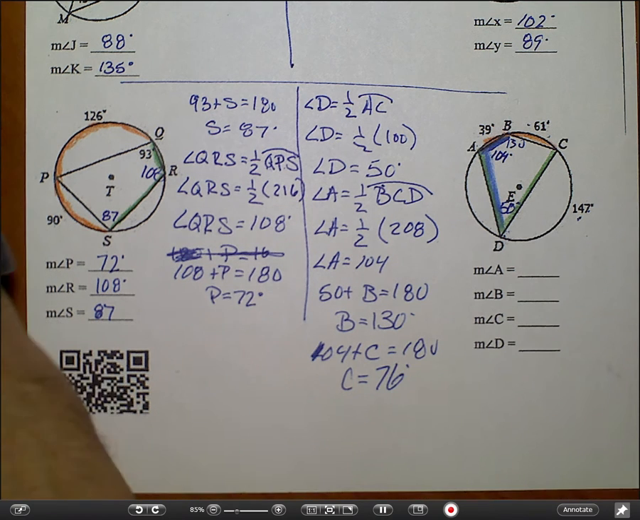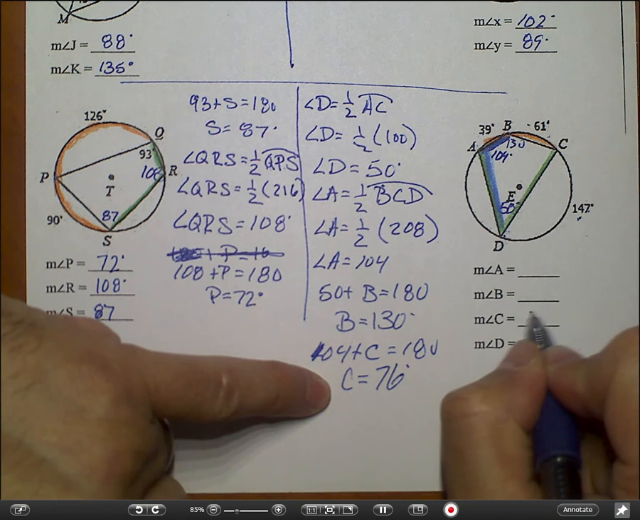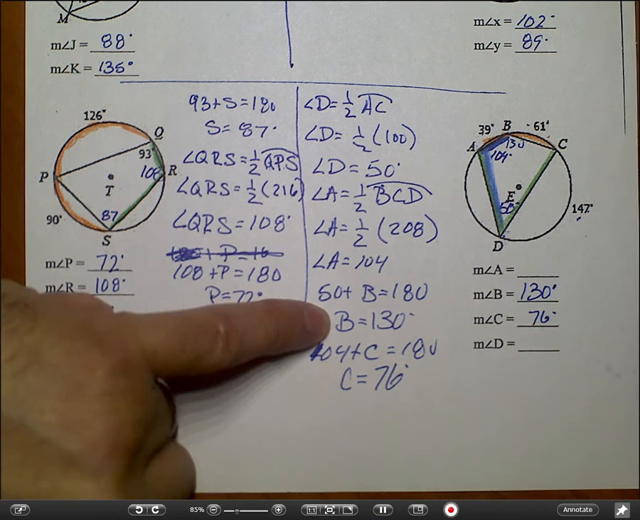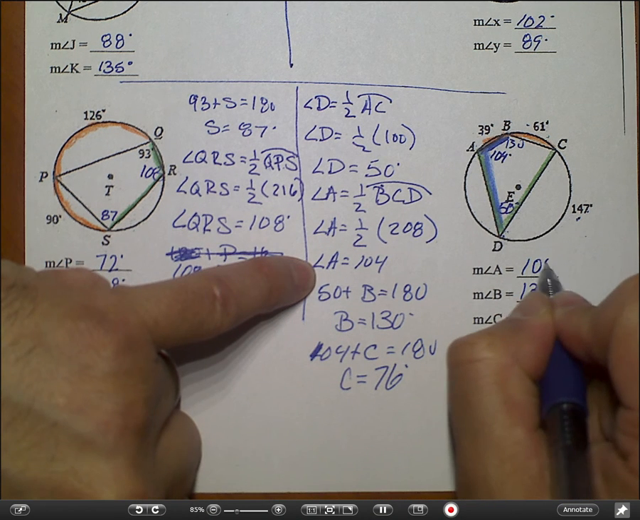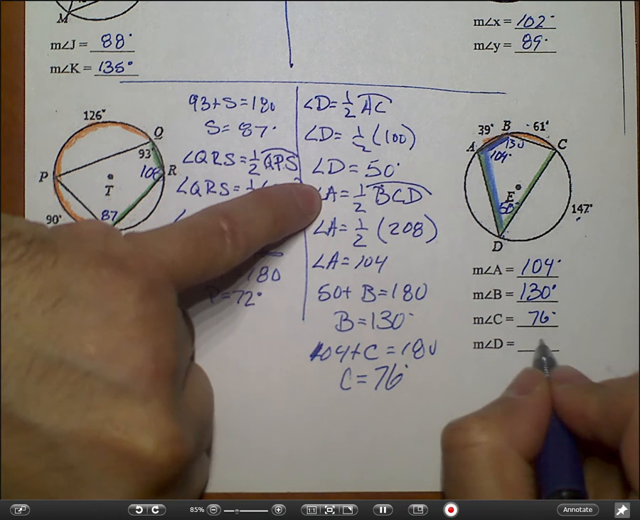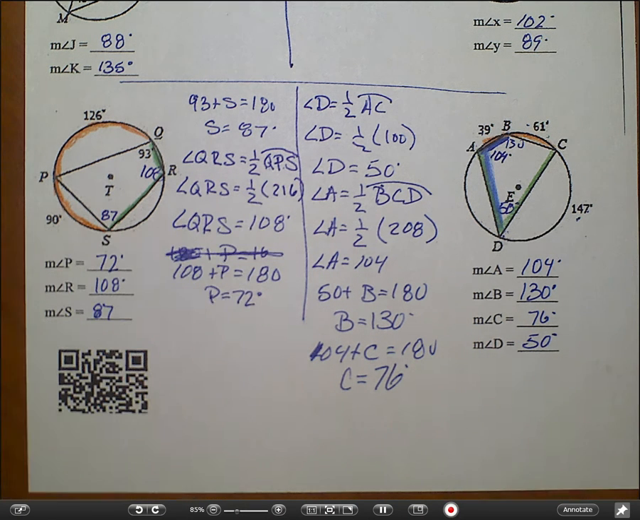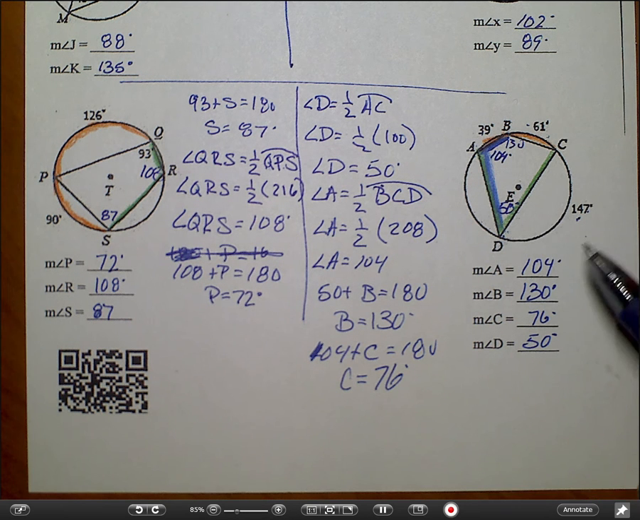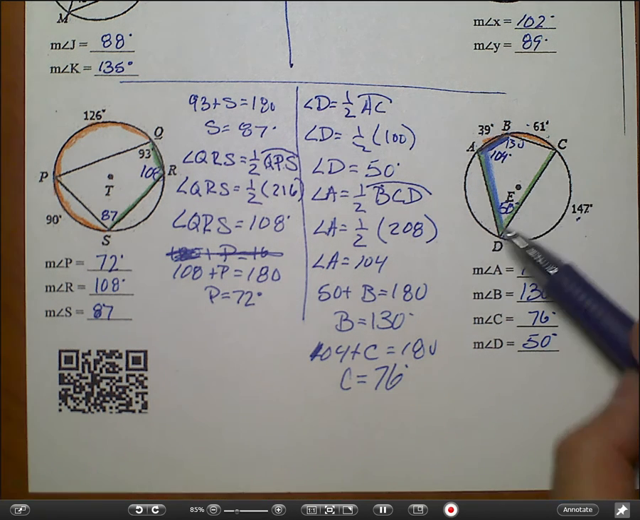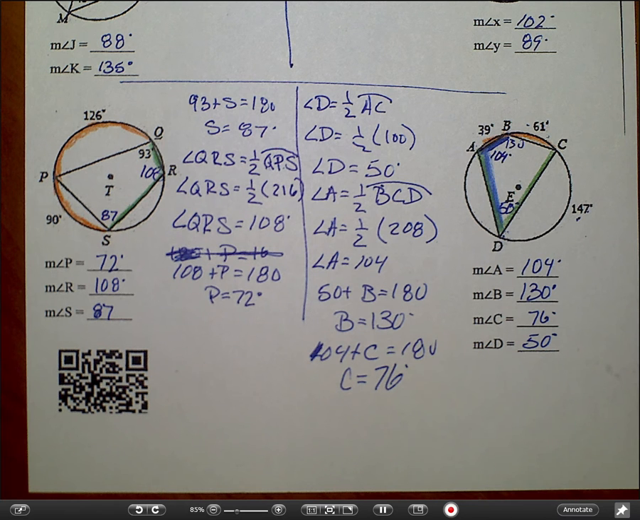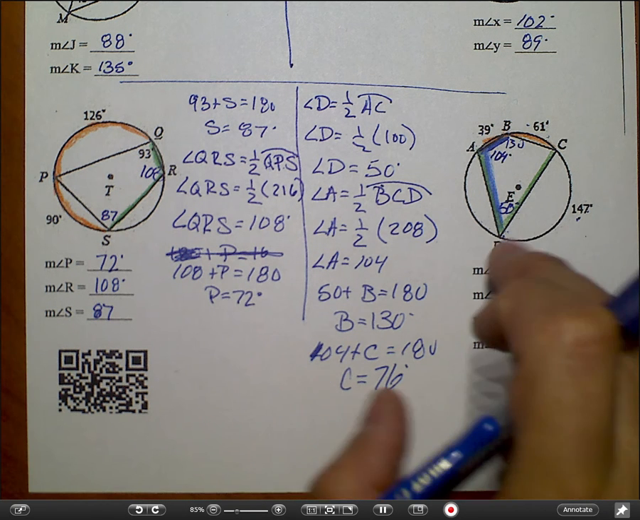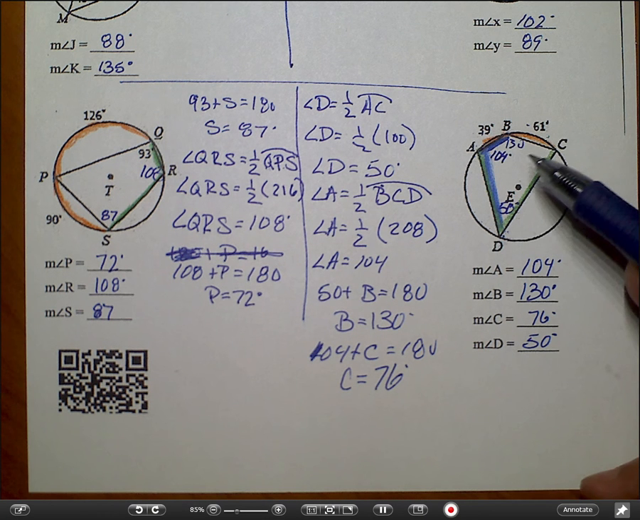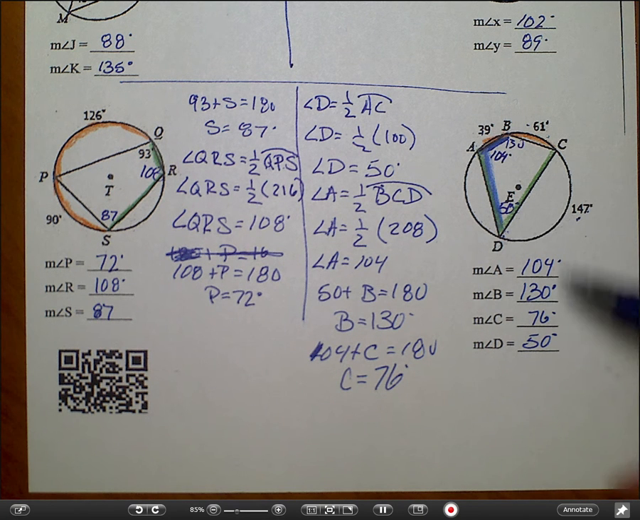76. So let's put these where they go. 76 degrees, 130 degrees, 104 degrees, and angle D is 50 degrees. All right, so now there's a nice, neat trick. All four angles together in a quadrilateral have to add up to what? 360. All four must always add up to 360. So if you have three of them, you can solve the last one just by figuring it out from 360.